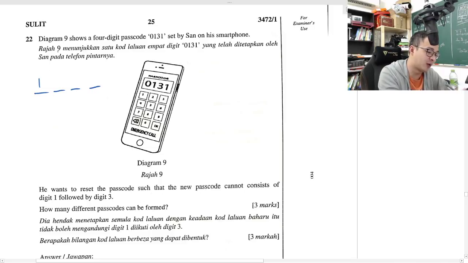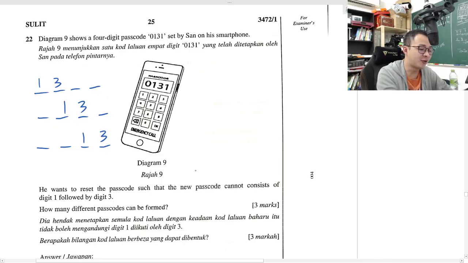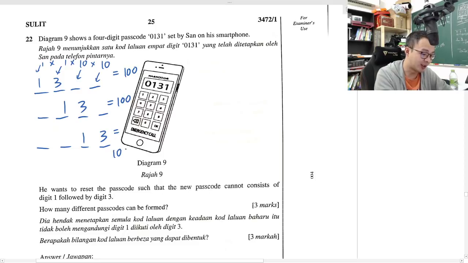there's possibly 1 followed by 3 like this, or 1 followed by 3 like this, or 1 followed by 3 like this. Alright, so for each of these, there's 100 ways, because if I put the 1 at the first place, this one is considered 1 way, this one is 1 way, but for the third place here, I can put any number between 0 to 9, right? So it's 10 ways. Same idea, this one I can put any number from 0 to 9, which is 10 possibilities, and then I multiply them, so you realize it's 100. Same idea, this one is another 100. And this one is another 100.